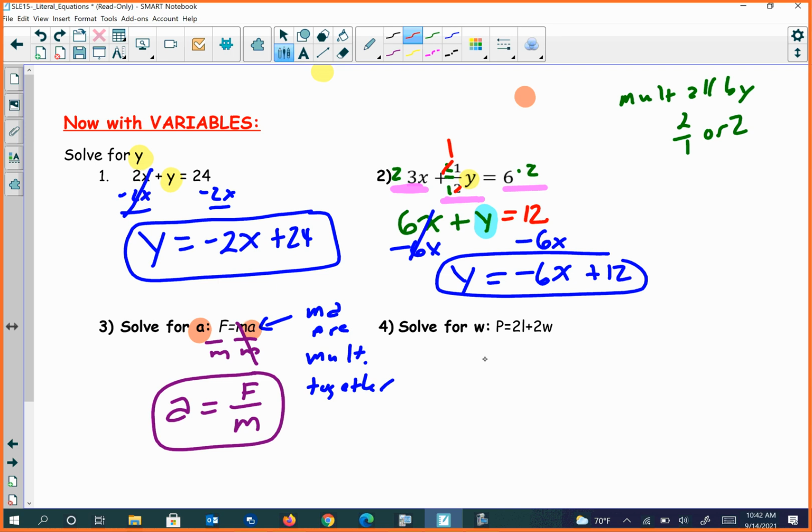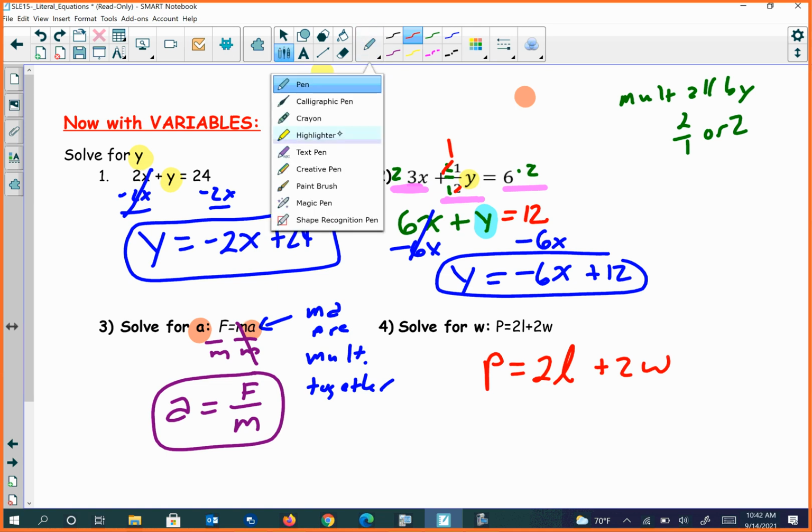Now I want to rewrite this because I'm going to make the L like a cursive looking L. Because if I were to see that problem right away, I'd be like, wait a minute, is that 21? But I think it's supposed to be an L. So I just rewrote it. I haven't done any math. Is that okay? So I want to get W all by itself. I want to get W all alone.